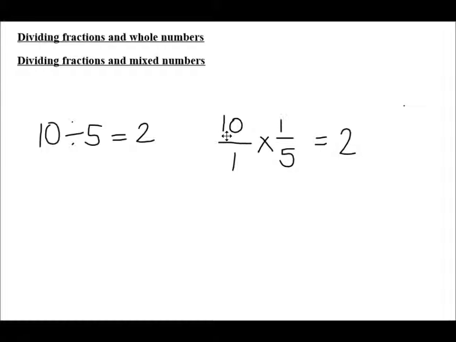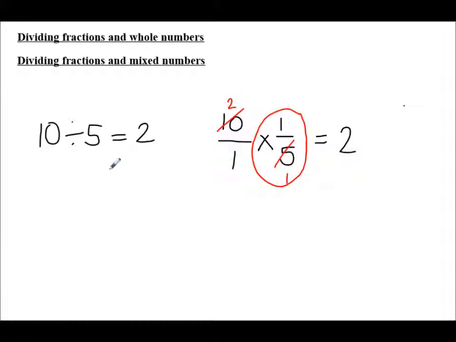But if I say 10 over 1 multiplied by 1 over 5, from your laws of multiplication of fractions, you would see 5 goes into 5 once, 5 goes into 10 twice. 2 times 1 is 2, 2 over 1, which is the same as 2. So when we divide fractions, we're going to make use of this rule.